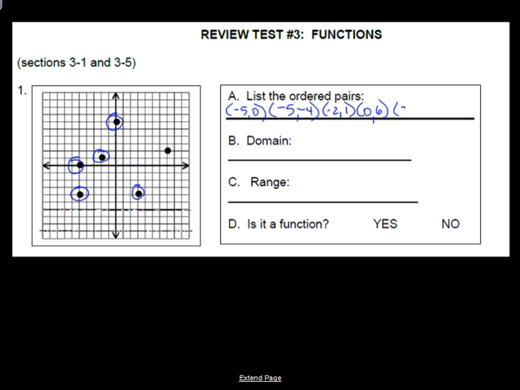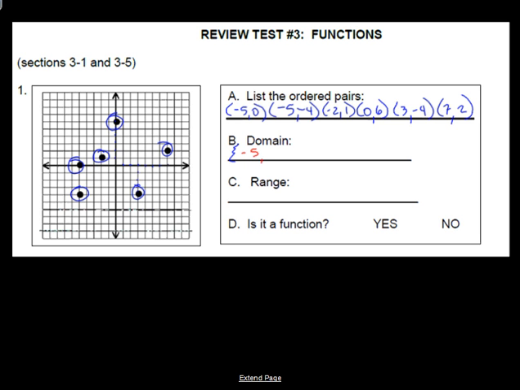I have 3, negative 4. And then I have the last one, 7, 2. The domain. The domain is simply listing all of our x values.